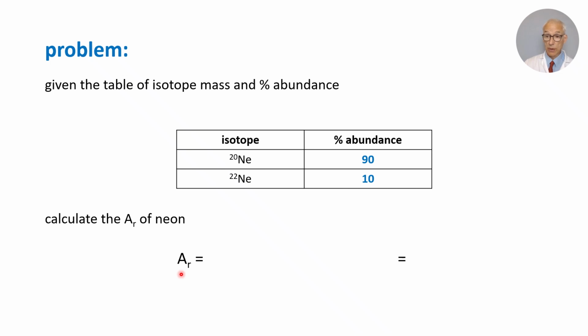Okay, so mass of the first isotope 20, abundance 90, so 20 times 90 plus 22 times 10. Put that all into your calculator, divide by 100. Hopefully you've come out with 20.2. That is the relative atomic mass of neon, and you will see that listed once again in the periodic table.